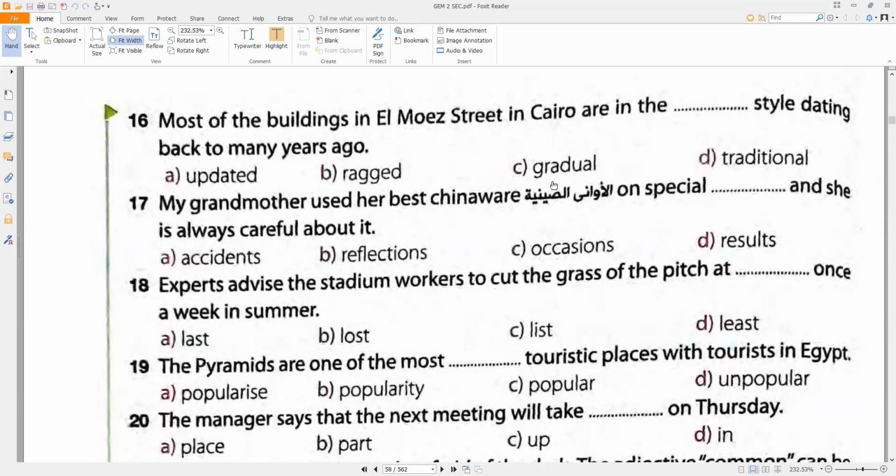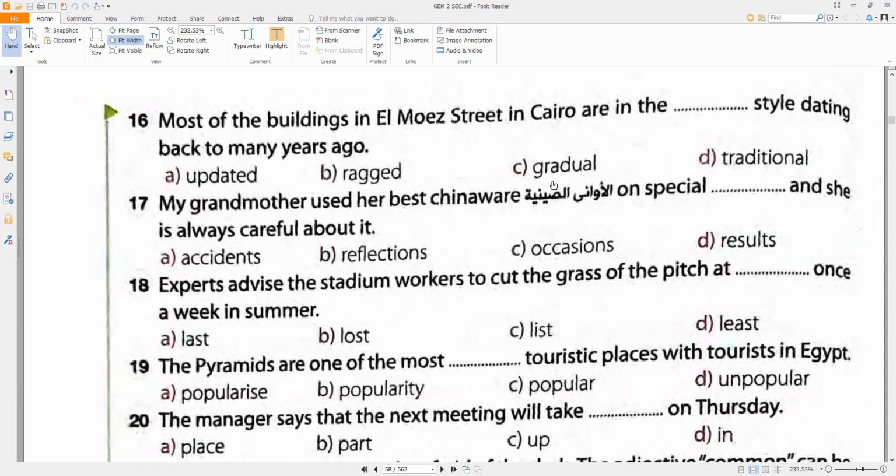Number 17. My grandmother used her best chinaware on a special occasion, and she is always careful about it. Accidents, reflections, occasions, results. Yes, occasions.